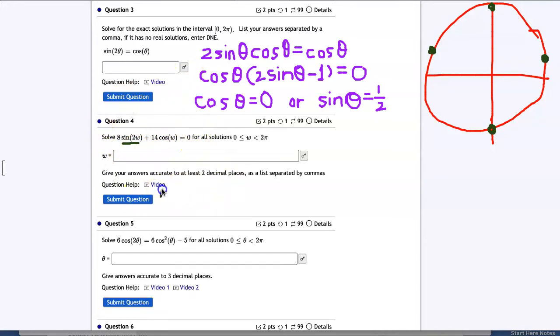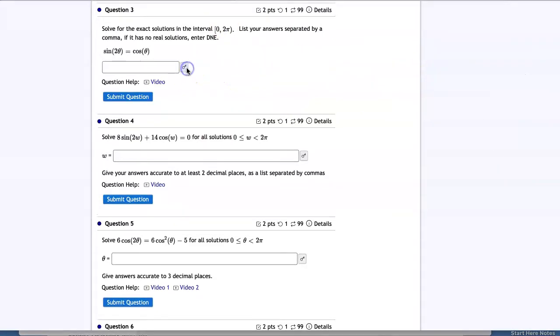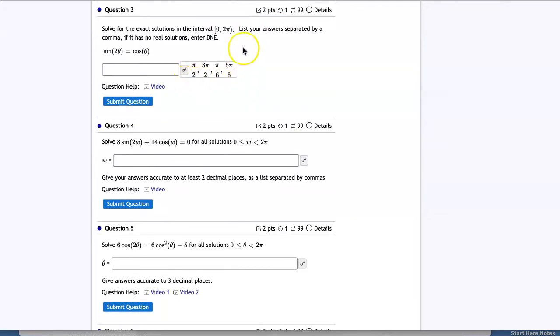And look, there's a help video in case that didn't make sense. All right, so back to here, we've got pi/6, pi/2, 5pi/6, and 3pi/2. So let's see these listed out. Ta-da, there they are.